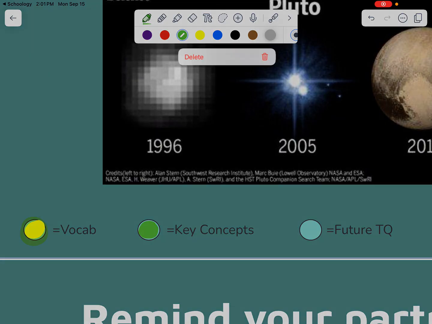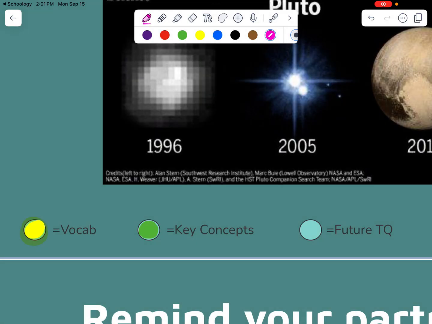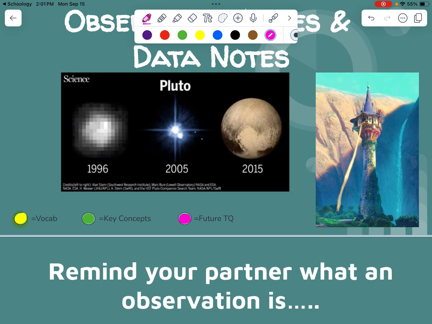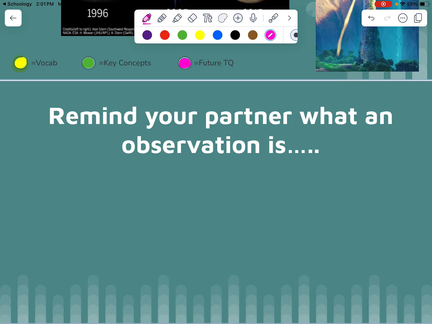And then the last color is going to be pink. So let me prep that, and I'm going to go ahead and put that in there. Now, future TQ stands for future test question. So we'll use this the entire school year, literally, yellow, green, and pink for what those things represent. When you take notes, you're highlighting those standout features of the notes themselves. So obviously, here it talks about where we would remind ourselves, our neighbors, what is an observation, right? So I'm just going to add some notes here. I hope you would write the same thing.